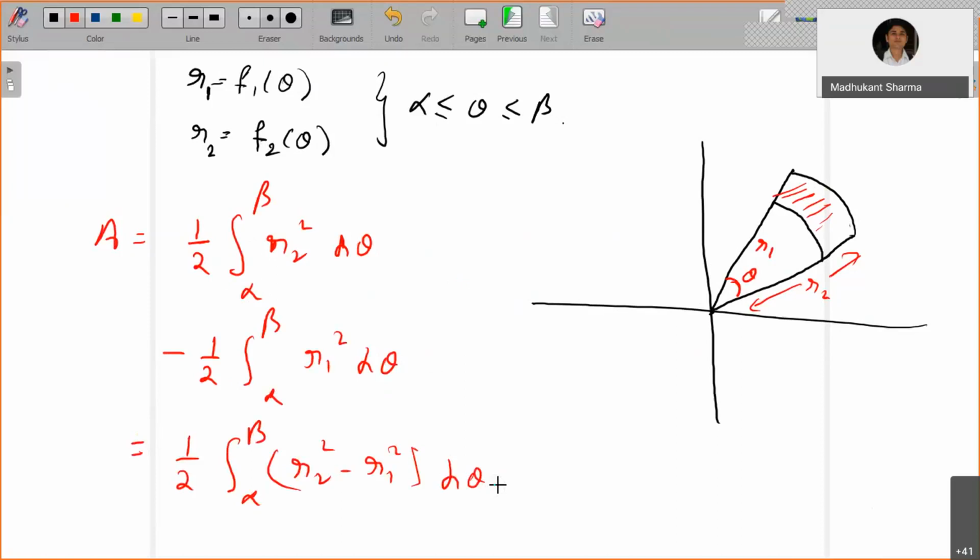Right. So these are the simple applications of the area under the curve. I'm not going to take any example here.